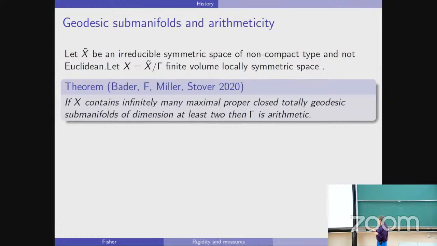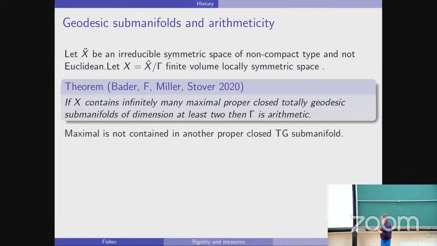The fact that they're of dimension at least 2 is important. Dimension 1 is just geodesics. I don't want to think about geodesics. The theorem is not true for geodesics. And maximal just means the only thing maximal ever means, which is that it's the biggest one, it's not contained in another one. So maximal means not contained in another proper closed, totally geodesic submanifold.